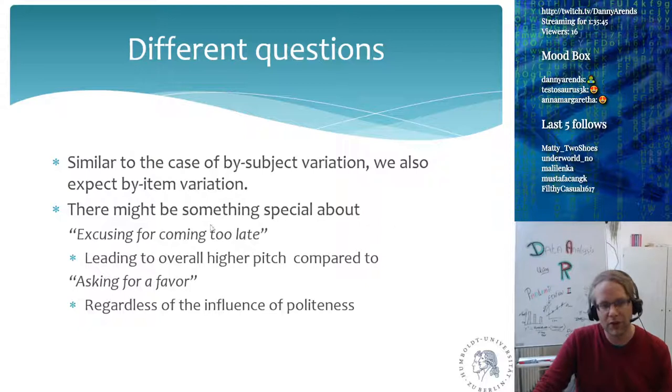So there might be something special about "excuse me for coming too late," leading to an overall higher pitch compared to "asking for a favor," because the A and the O are relatively low letters, but the I is a relatively high letter, right? And this is, of course, irrespective of the influence of politeness. This might not be due to which setting you are in, but just due to the fact that every question has different letters in there, and these different letters all carry their own pitch. So the average pitch across the whole utterance is probably different for "excuse me for coming too late" compared to "asking for a favor."